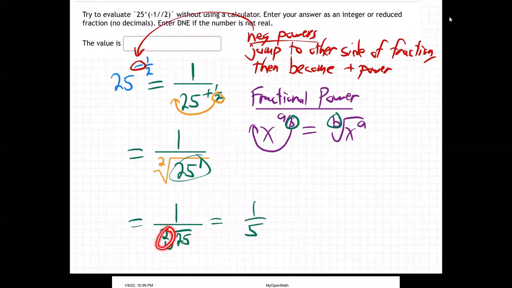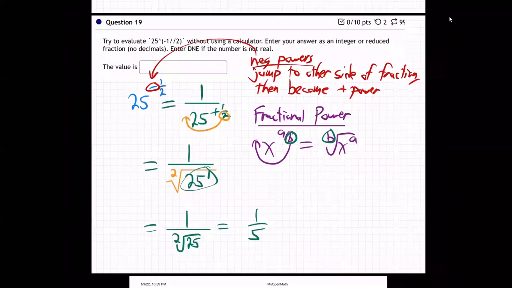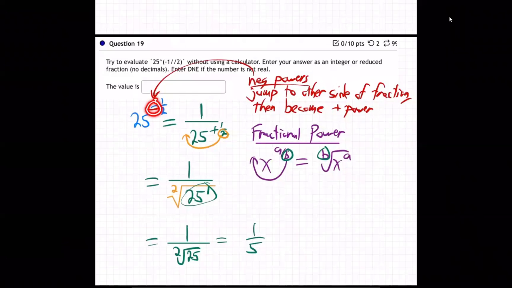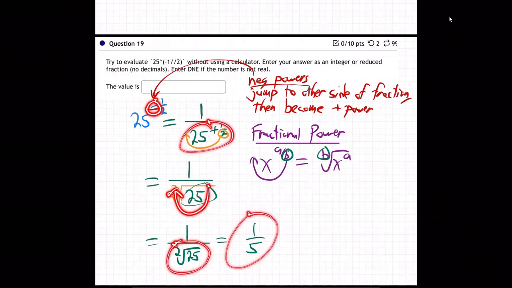Notice what times itself twice is 25? Well, 5. 5 is the number, times itself twice, that's 25. And the root's gone. So the answer is 1/5. Notice the answer is positive in the end. It's not negative. What did that negative power do? Jumped it to the bottom. Then the fractional power swung into the hook. So it's the square root of 25. 1 over the square root of 25, so it's 1/5. And there we go.